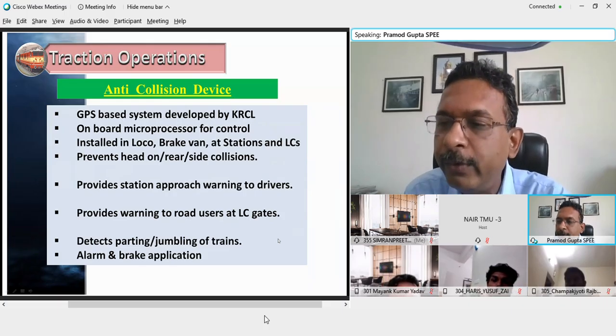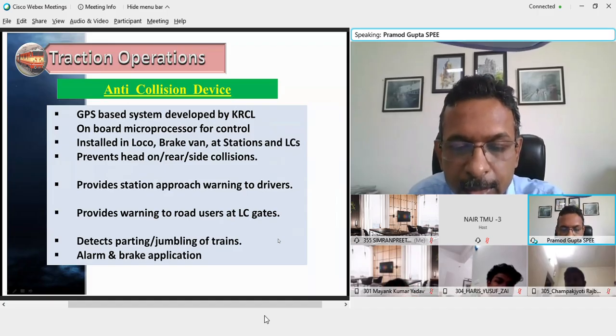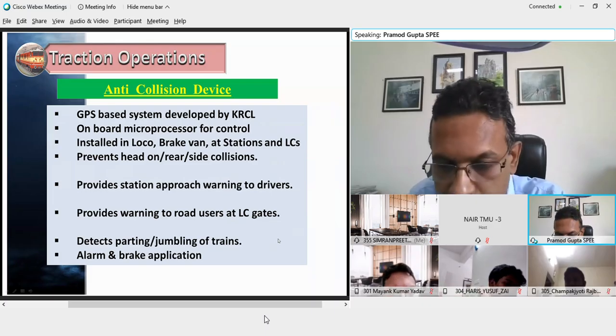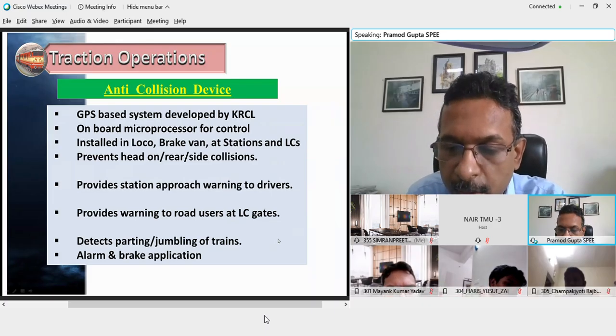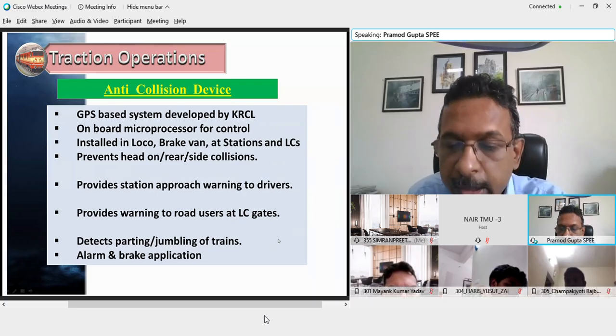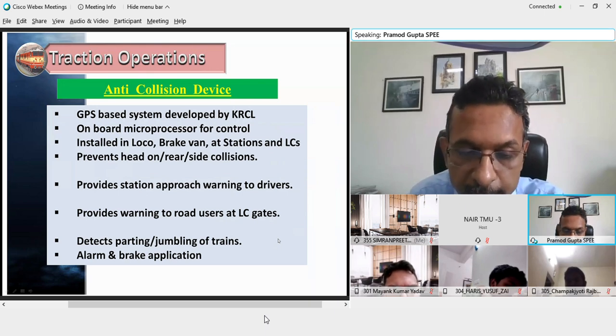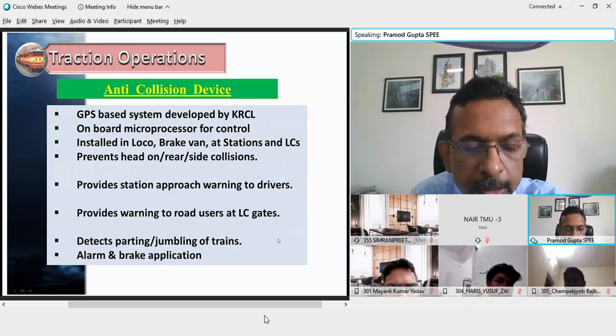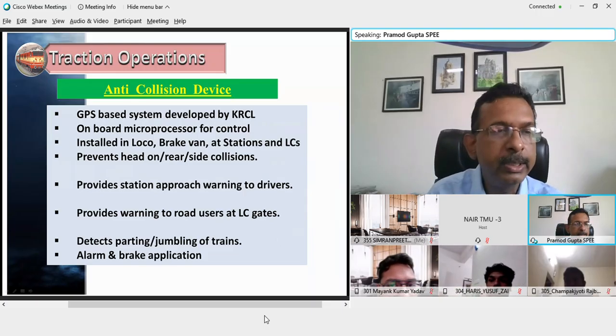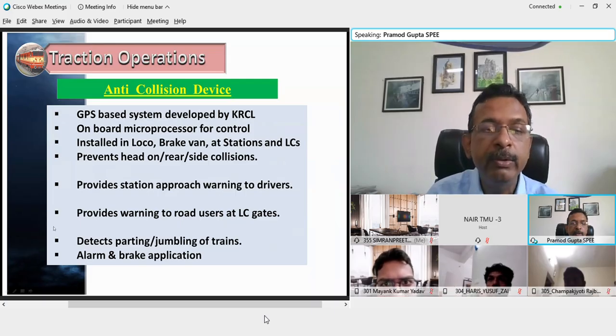So it's a warning for all those two-wheelers who stop their axles and not to cross the LC gate. It also detects the parting and igniting of the trains, and in case the two trains happen to be close, the alarm is sounded and the emergency brake application takes place. So this is the provision of electronic device.